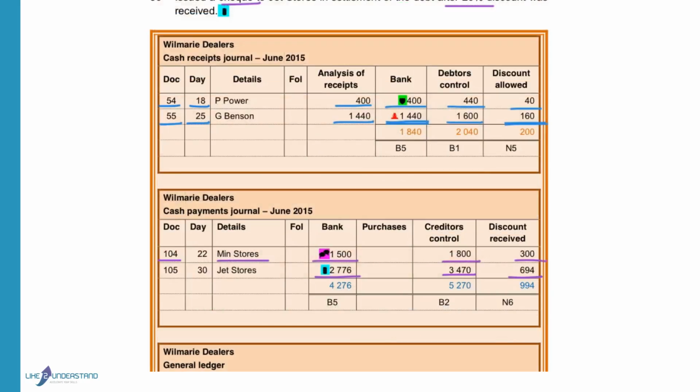In the cash receipts journal, the bank will be debited because we receive money and assets increase on the debit side. The debtors control will be credited to decrease the debtors on the credit side. Discount allowed is the expense, so discount allowed will be debited because expenses increase on the debit side. And if we use the 1,840 on the debit side plus the 200 on the debit side, it will equal the 2,040 on the credit side to complete our double entry.